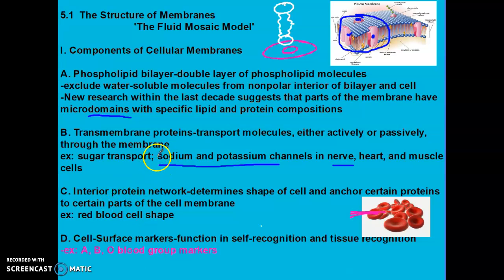So if you drink Gatorade or sports drinks and they taste a little bit salty, it's because they have sodium and potassium, and that's kind of that flavor that you're tasting. But those are really important in the function of nerve cells.